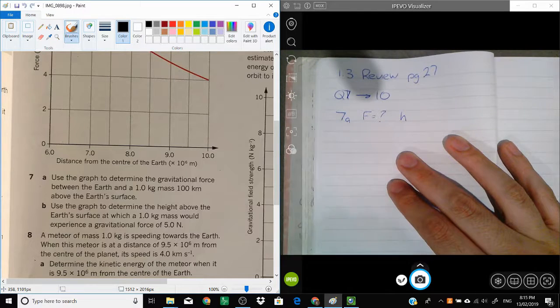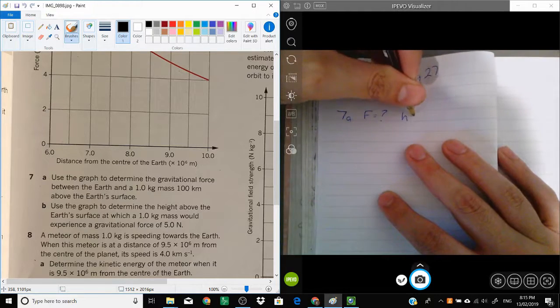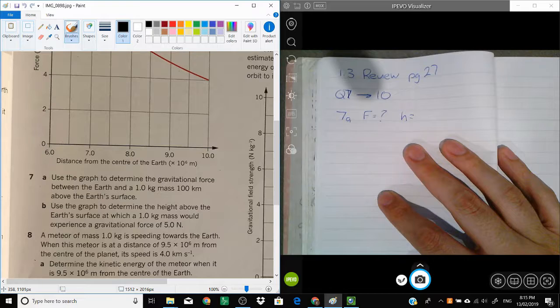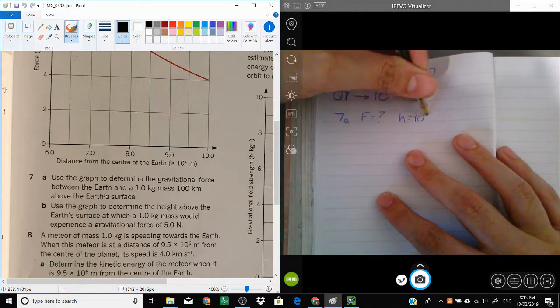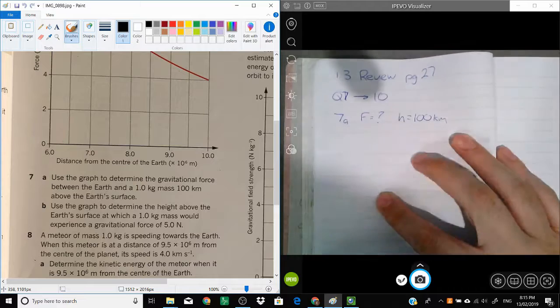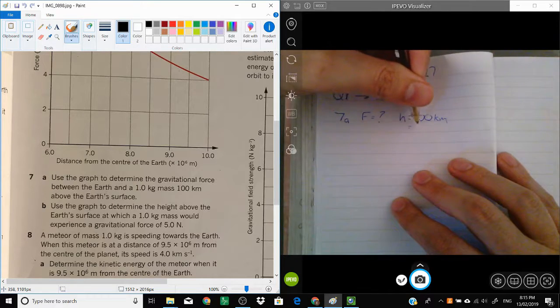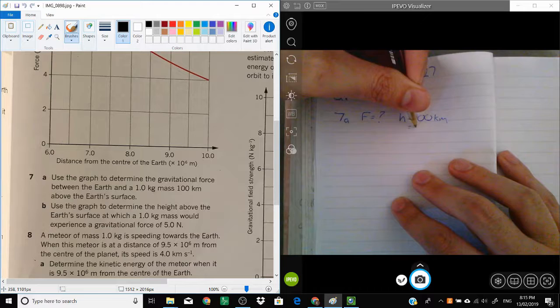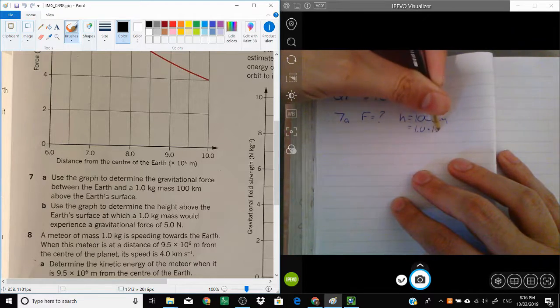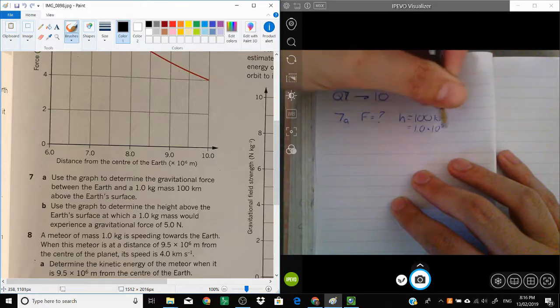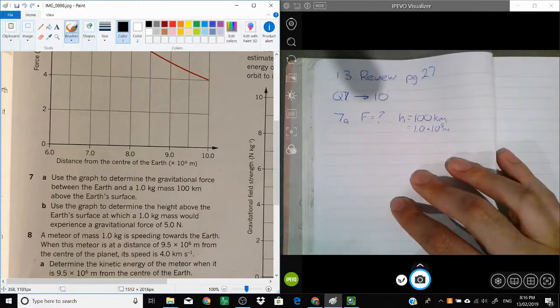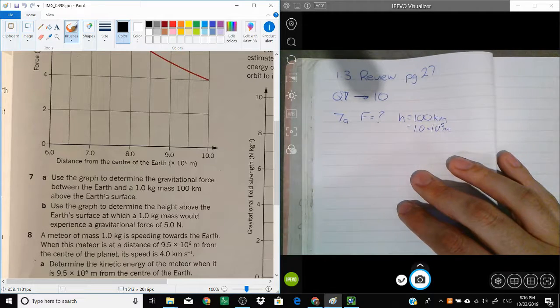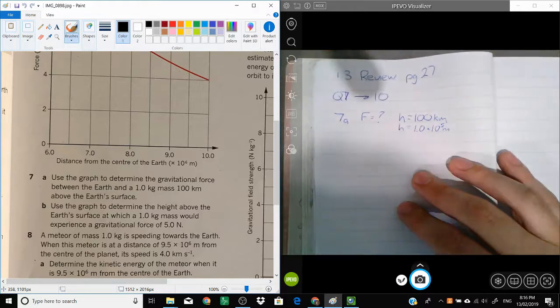We can work out the radius from the height. Let's write that down. 100 kilometers, so 100 times 1,000 is 1.0 times 10 to the 5. It's redundant writing the 1.0, but we stick to it as a habit. 10 to the 5 would be sufficient. That is still a height. Let's just convert it to meters.